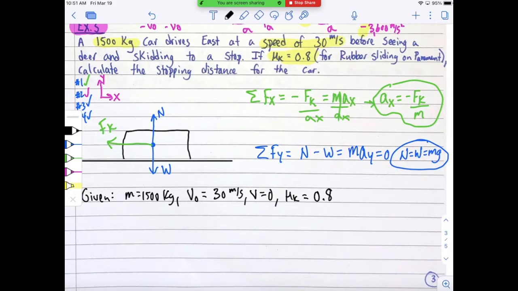And then I think that's all the givens we have for right now. And then for the want in this case, it says calculate the stopping distance.